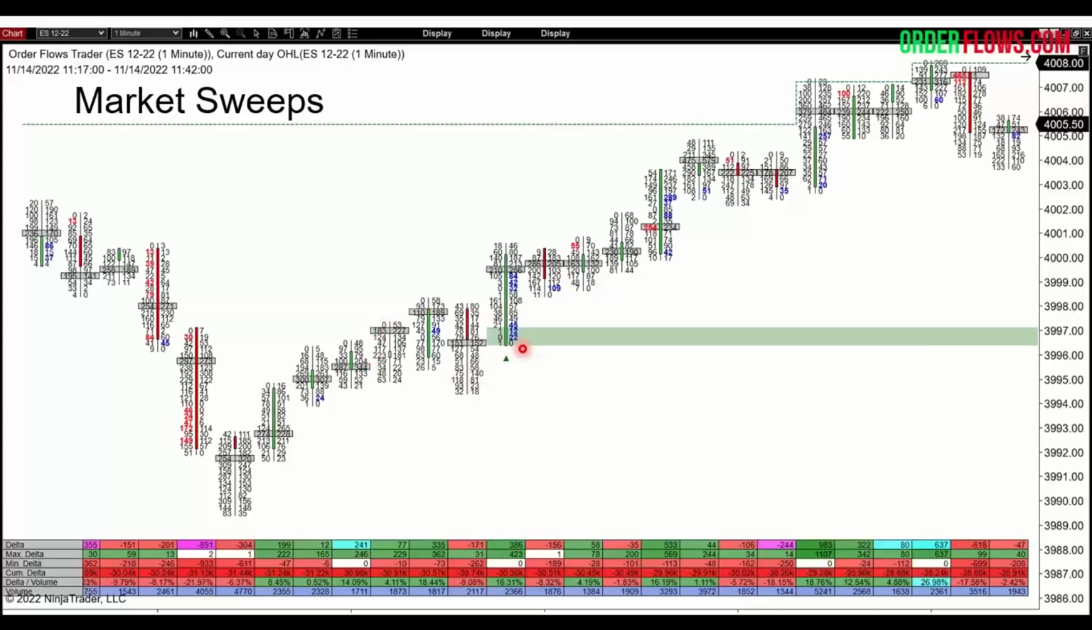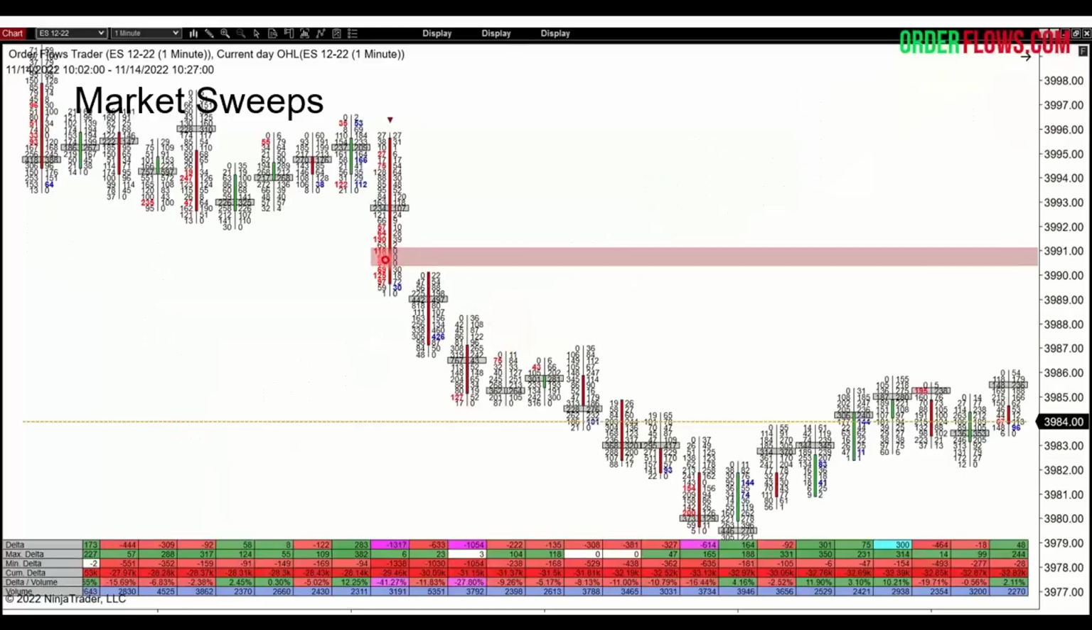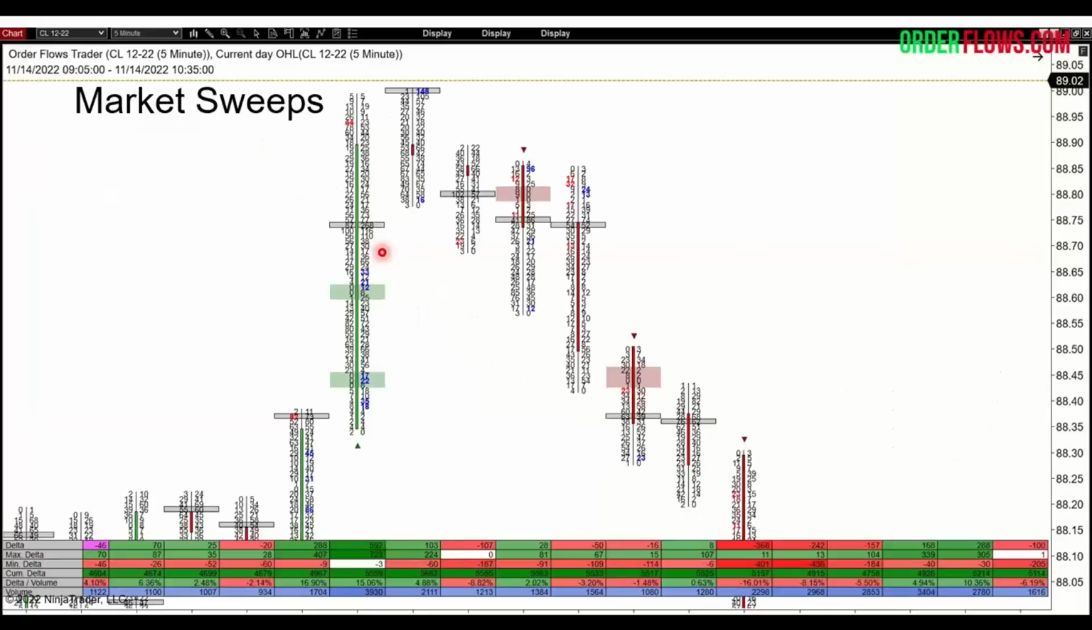In the E-minis at least, right? You can see here, these are also a stacked imbalance at that level. There's a stacked selling imbalance at this level. Here in the crude, these are not stacked imbalances in here. If you're looking for stacked imbalances, there are no stacked imbalances.